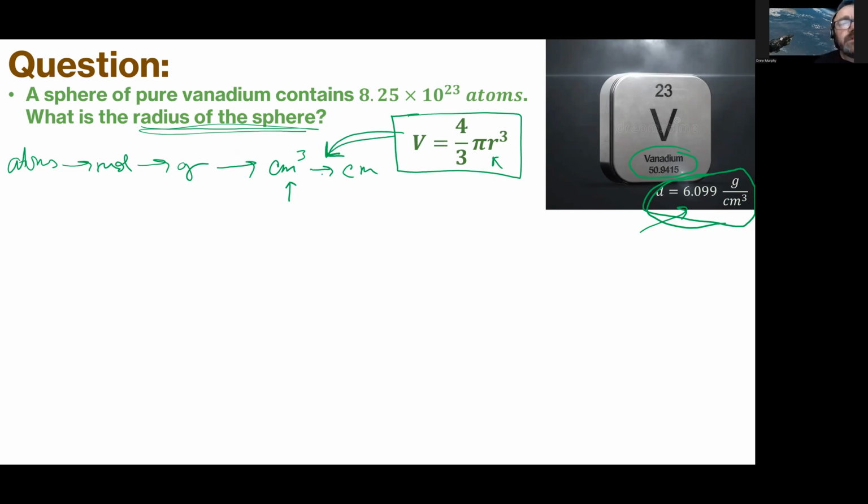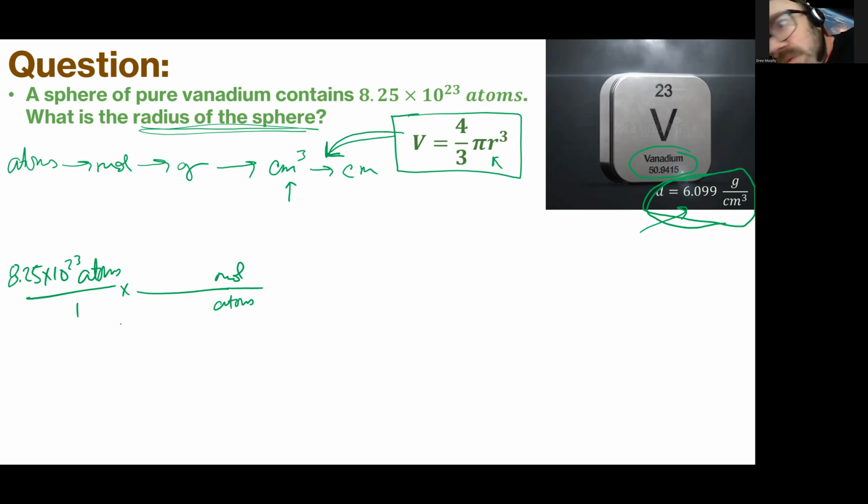Okay, so let's start us off. The beginning of this is just like what we just did. 8.25 times 10 to the 23rd atoms over 1. We're going from atoms to moles, so we're using Avogadro. Atoms needs to be on the bottom, so it cancels out. We'll put moles on top. Do you remember Avogadro's number? I hope so. 6.022 times 10 to the 23rd.